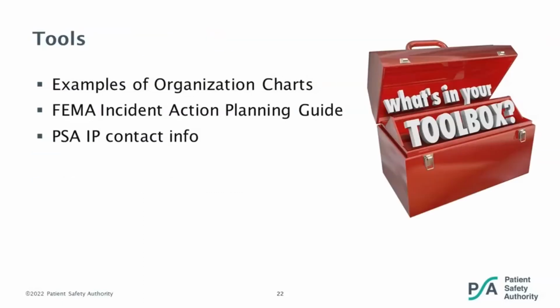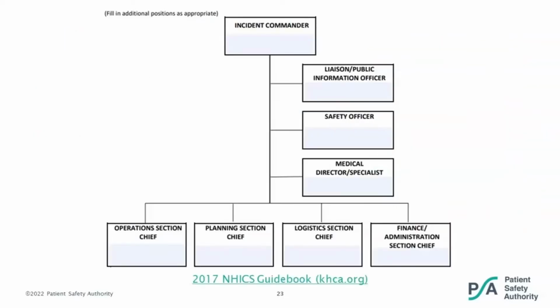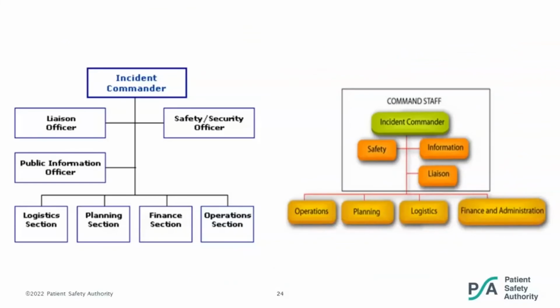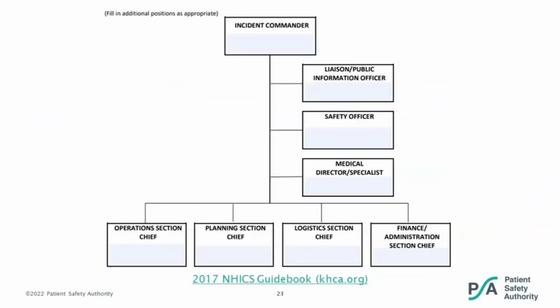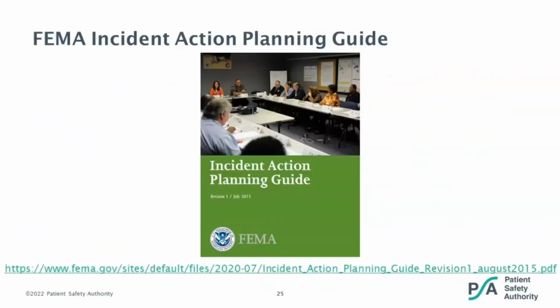So some of the tools that we just want to review quickly are the organizational charts, FEMA's Incident Action Planning Guide, and of course, the IP contact information for PSA is on here. These two slides are just showing you the flow charts for an incident command team, an incident command center. The link at the bottom of this slide is from Kansas Healthcare Association. They have put together a nursing home incident command system guidebook that is very well done and is shared governance that you may want to take a look at.